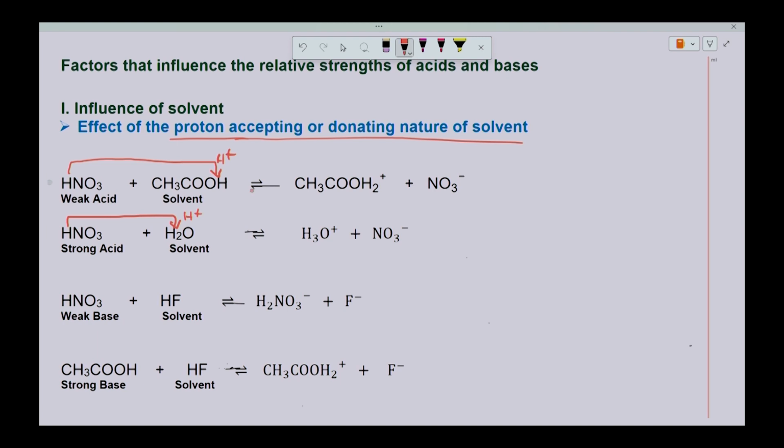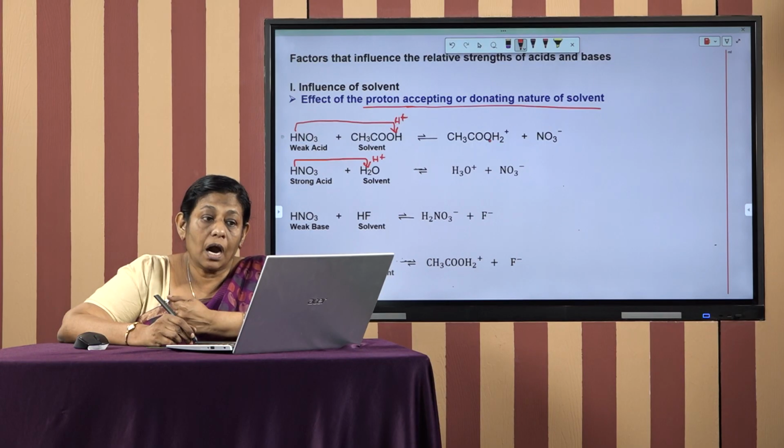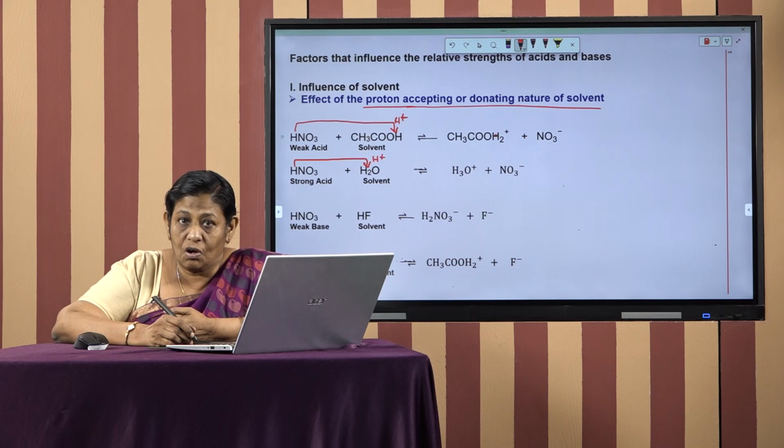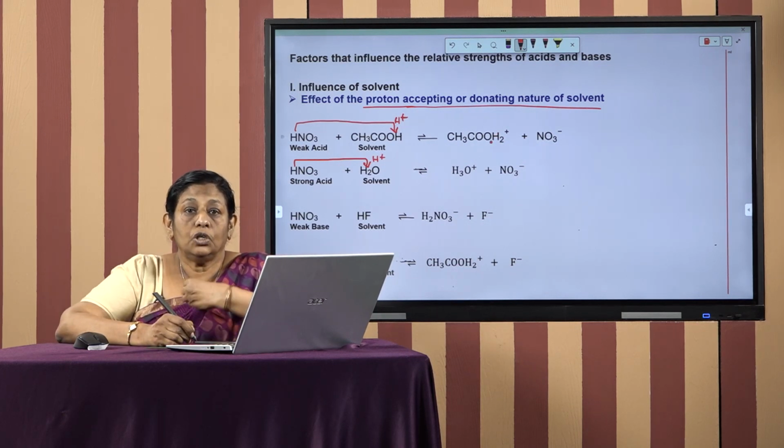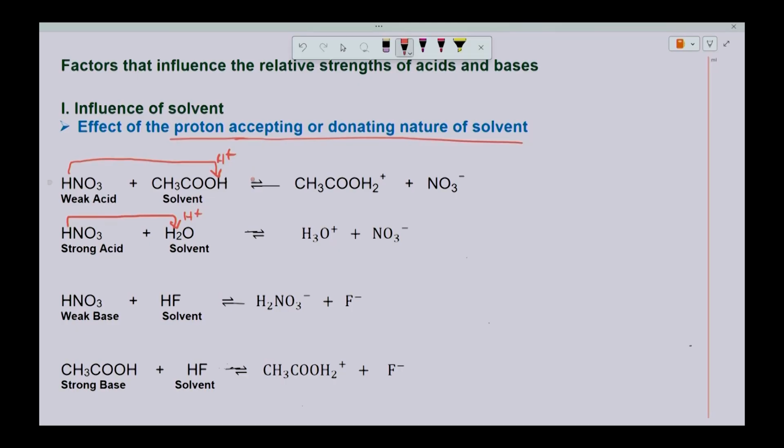Now, just compare these two arrows. In the first case, the backward reaction is preferred because acetic acid is not that willing to accept a proton, but under compulsion it accepts a proton from nitric acid because nitric acid is stronger than acetic acid. Acetic acid has more tendency to give out its proton rather than accepting the proton. So, I have put a longer arrow on this side. You can see that the backward reaction is more favorable than the forward reaction.